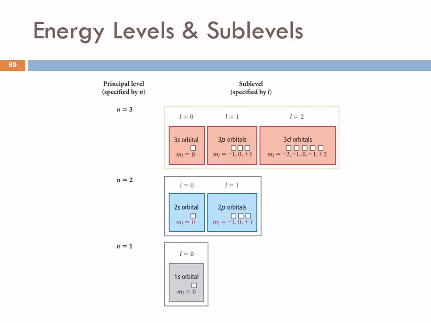third floor. It's kind of a weird hotel because as you go up, there's more and more rooms. It gets wider. It's like an upside-down pyramid. Each of these sublevels is a room. So on the first floor, there's 1 room. On the second floor, there's 2 rooms. On the third floor, there's 3 rooms. Guess how many rooms on the 4th floor? 4. 4 rooms, okay? So the number of sublevels equals the principal energy level. The number of rooms on a floor in the hotel is equal to the number of that floor.